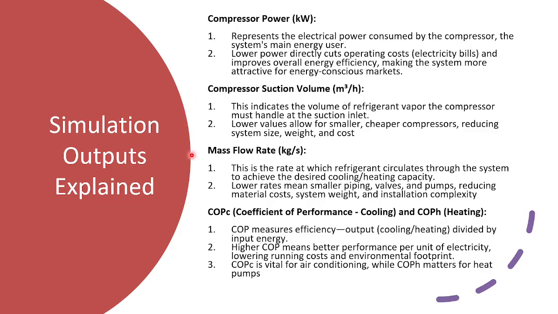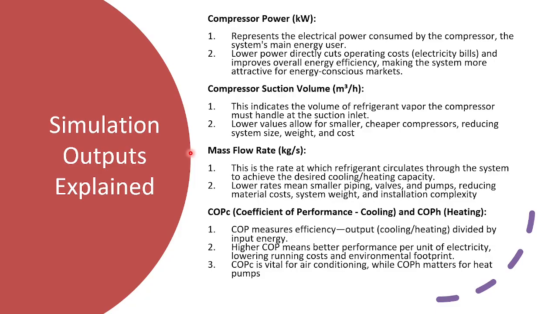Next is the mass flow rate. This is the rate at which the refrigerant circulates through the systems to achieve the desired cooling and heating capacity. Lower rates mean smaller piping and valves, reducing material cost, system weight, and installation complexity. High rates increase pressure drop, requiring larger components and potentially higher energy losses.